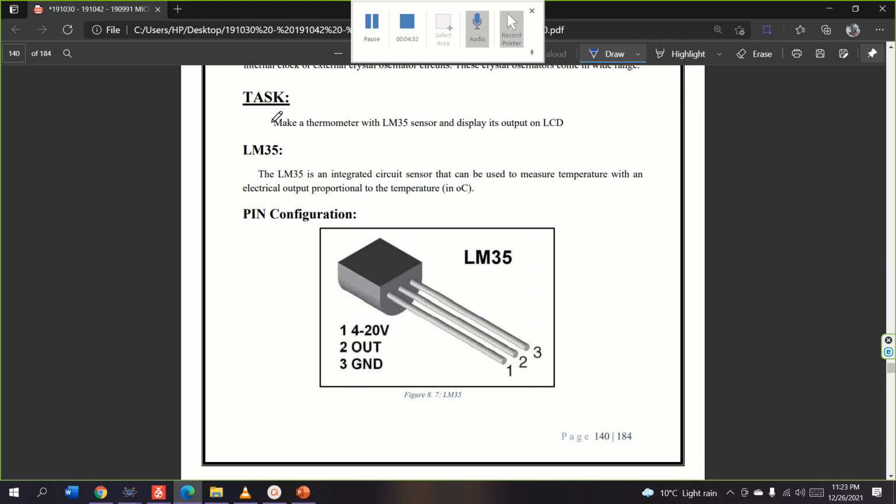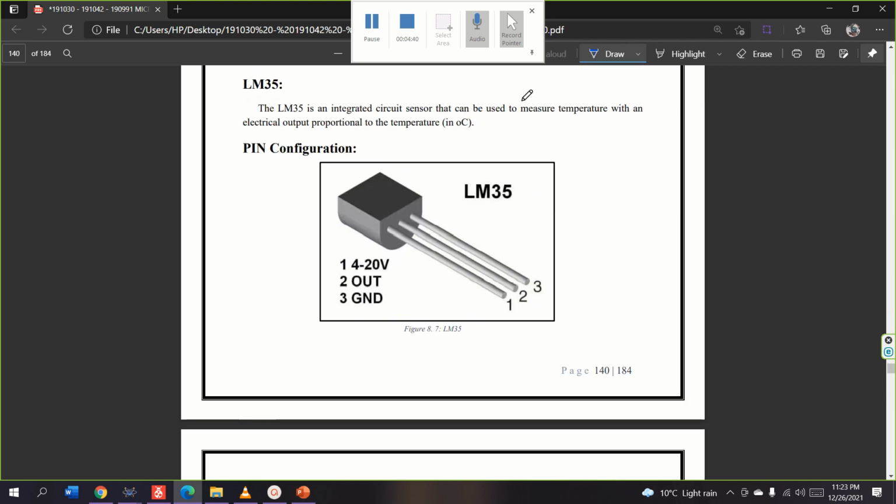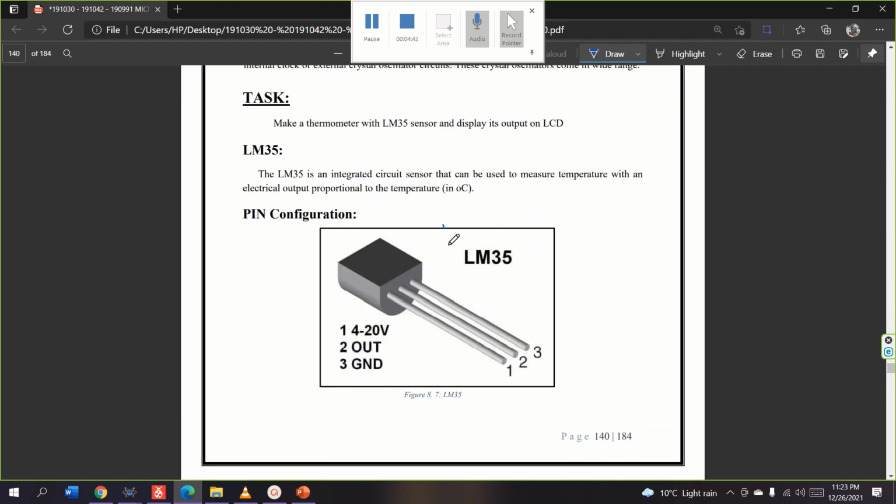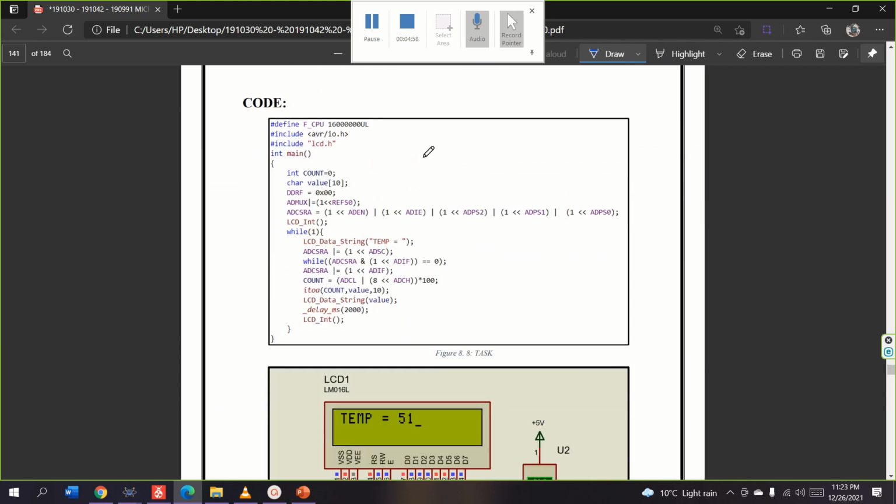The task here is to make a thermometer with an LM35 sensor and display its output on the LCD. This is the sensor here. If I heat this area, its temperature increases. It is not a well-defined thermometer, but we can make it work like a thermometer by using the LM35 sensor.